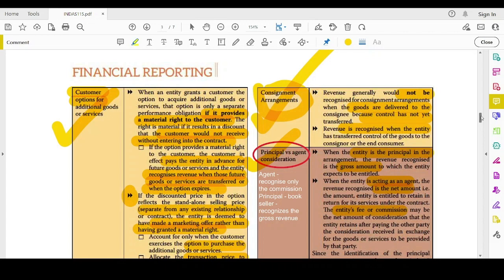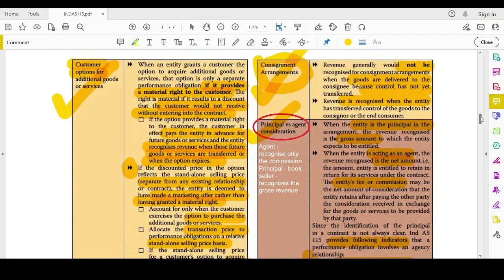So when will the transfer of control happen? Only when the customer has accepted the sale. Only then would the consignment sale be fulfilled. Only by then would the transfer of control have occurred for the respective goods, and by that time I can recognize the revenue. Then, principal versus agent.